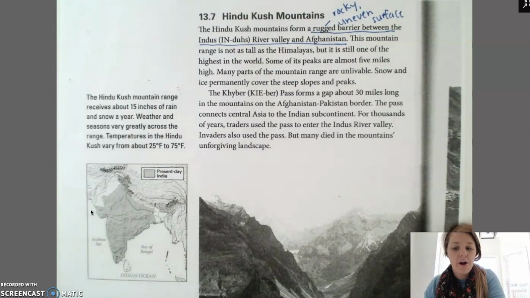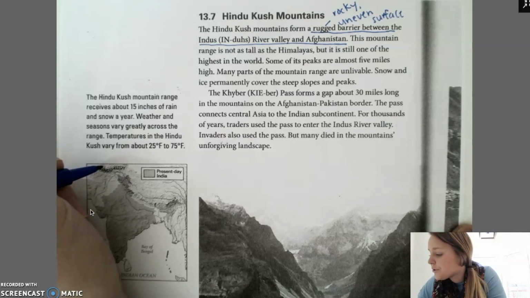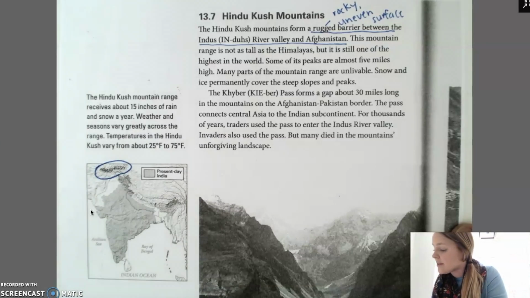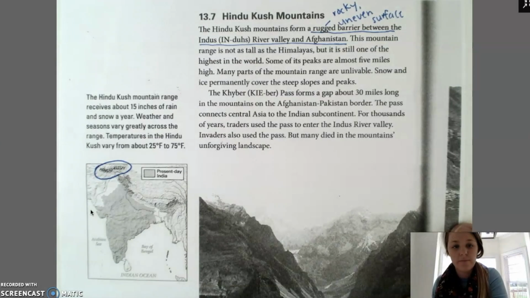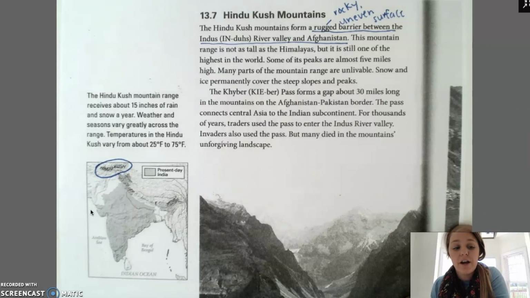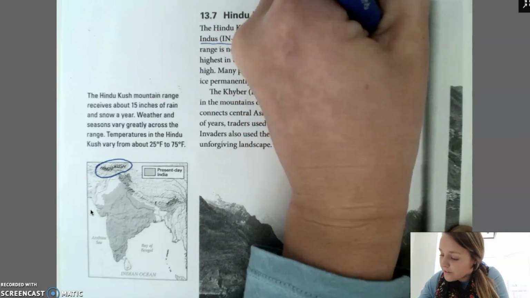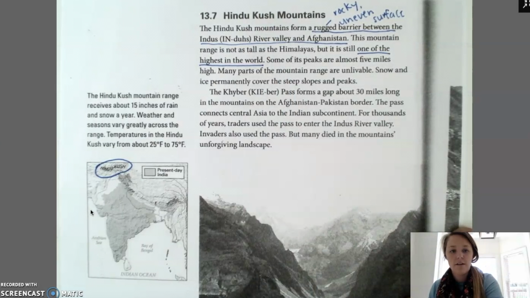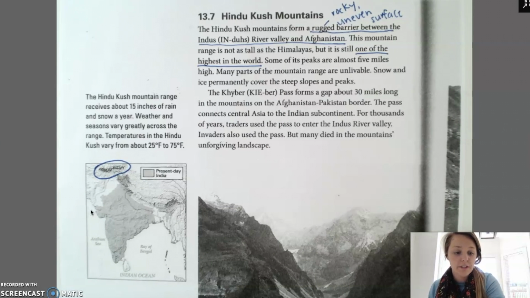And if we check out our map, we can see the Hindu Kush mountains are labeled here. So that is where they're located. In the first paragraph, we also read that while they're not quite as tall as the Himalayas, they are still one of the highest mountain ranges in the world. Okay, so we know they are rocky and uneven. They're also really tall.